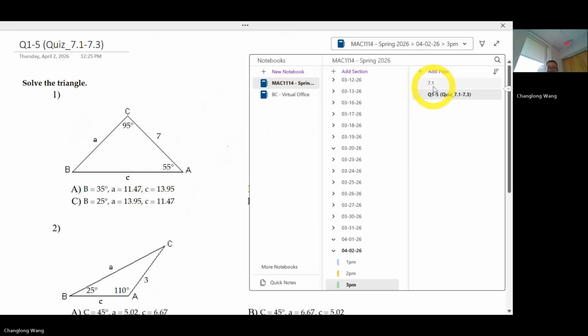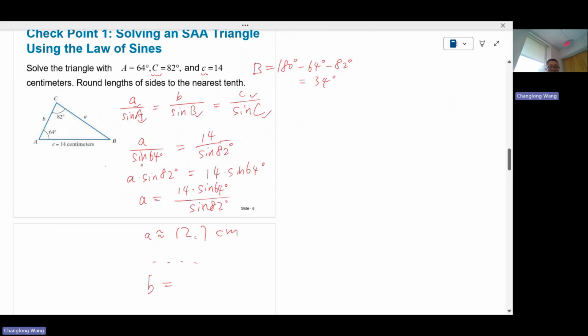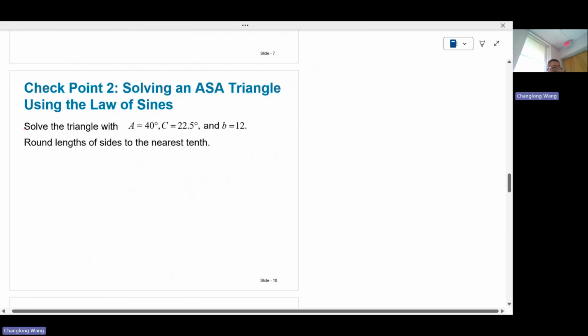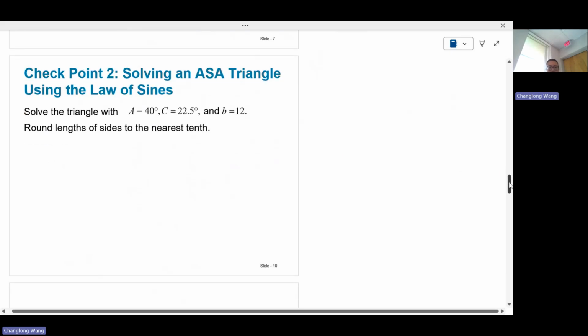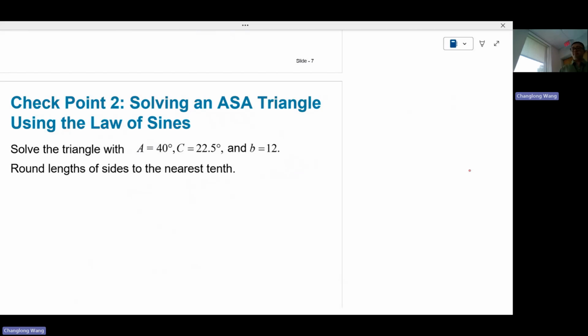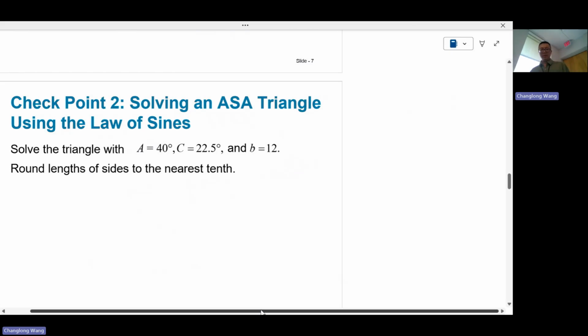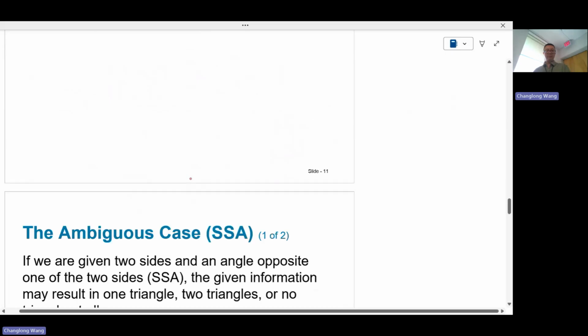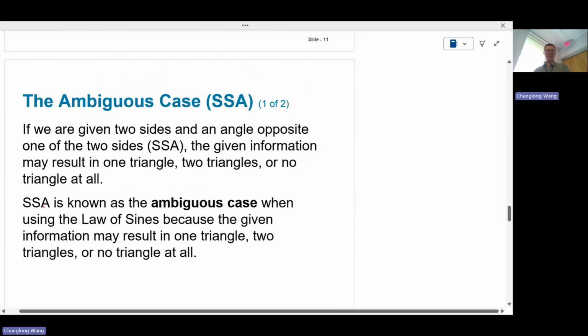Okay, so now you can see the second checkpoint, or second example, in the textbook is almost trivial because there are still two angles, which means you can easily find the third one. Instead of providing A, they give you a little b, and you're going to solve for the remaining sides and angles. So I'm going to skip that. It's just trivial. Let's work on something more meaningful than that, which will be the so-called ambiguous case.